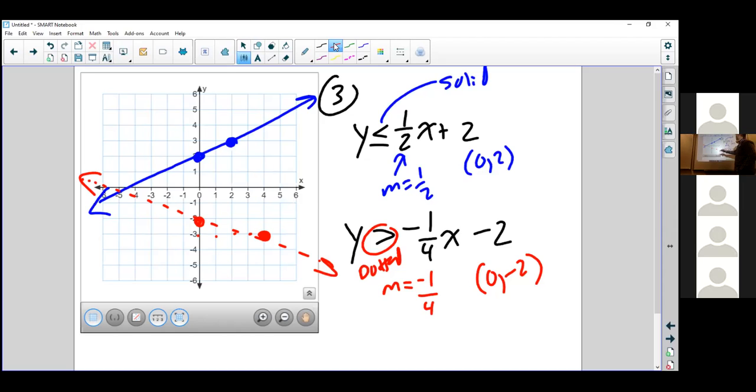Okay, so we have them graphed. I'm going to pick my 0, 0 as my test point. Plug that in for x and y. So I get 0 is less than or equal to 1/2 times 0 is 0 plus 2. 0 is less than or equal to 2, so that's true. So for my solid blue line, I'm going to shade this side of it.